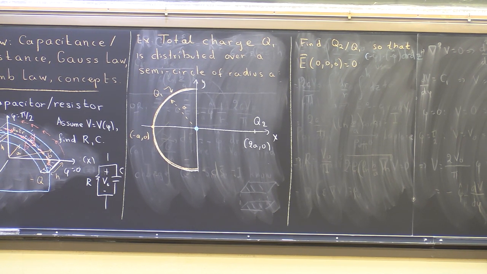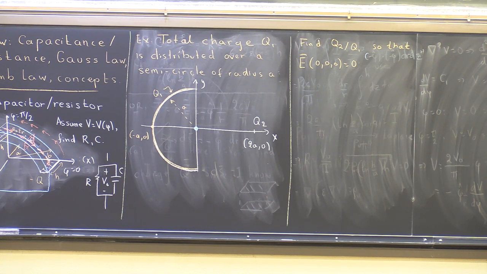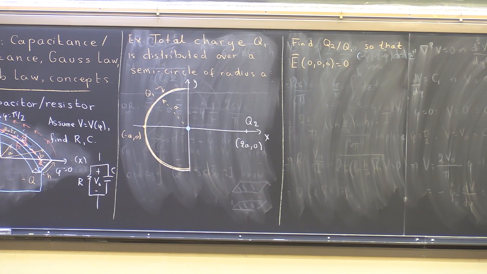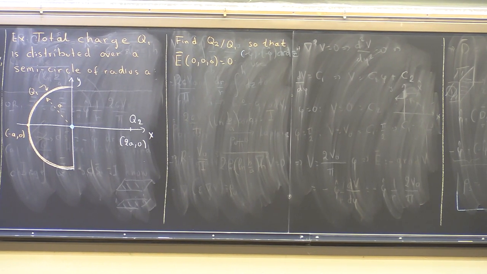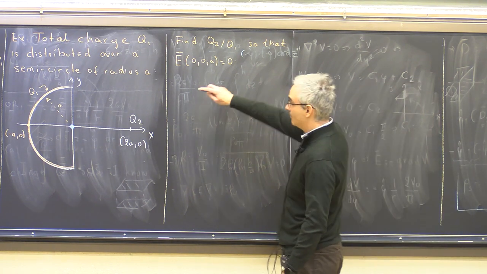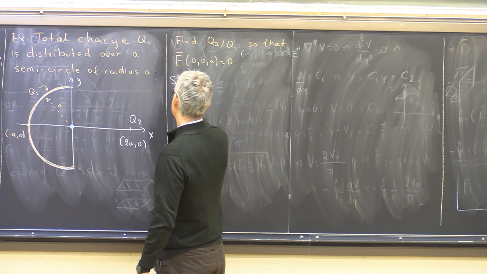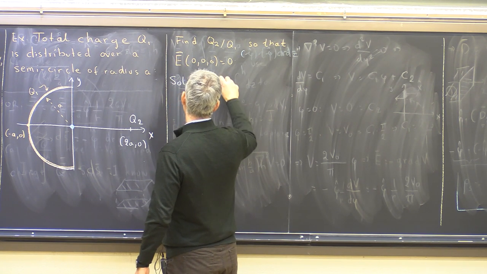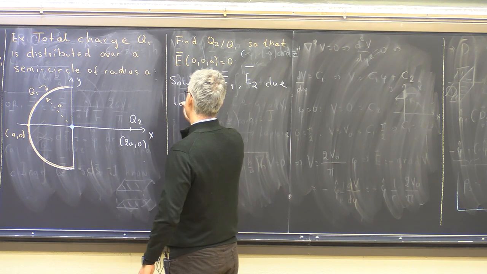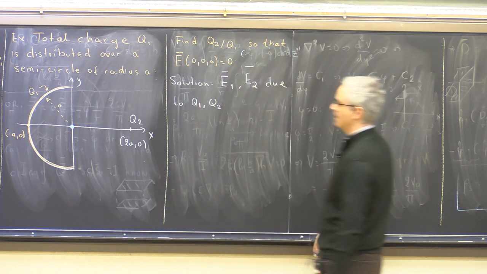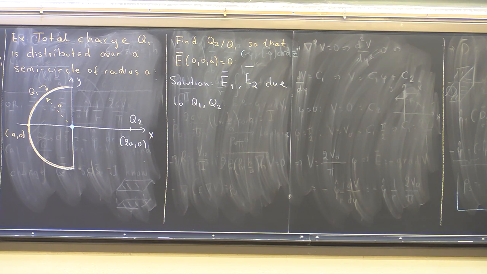So this is a Coulomb law problem. I need to find the electric field by superposition. This is not a spherical or cylindrical charge distribution where you would apply Gauss's law. And also, we have no idea what the potential is either. So we cannot apply Poisson or Laplace equation. There is nothing there that would suggest that I have any idea about the boundary values of V. So I need to apply the Coulomb law. And I will find the fields due to the charges Q1 and Q2. Okay? So I'll start from Q2, which is the easy part.